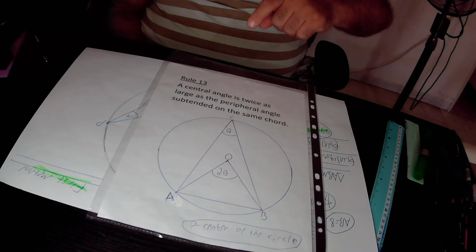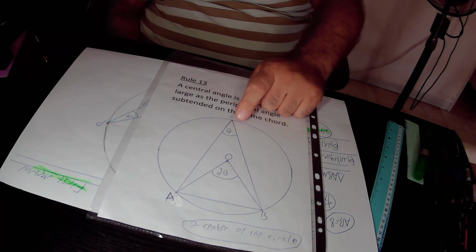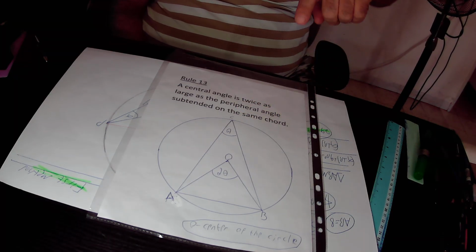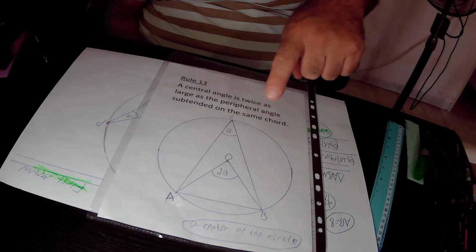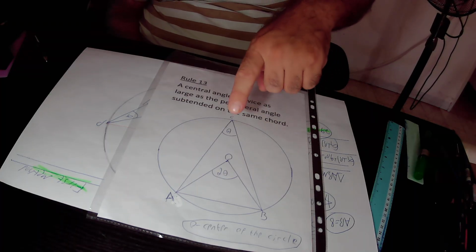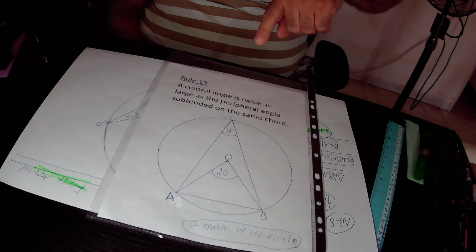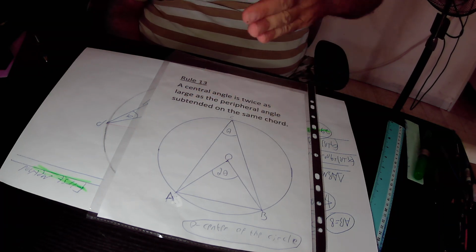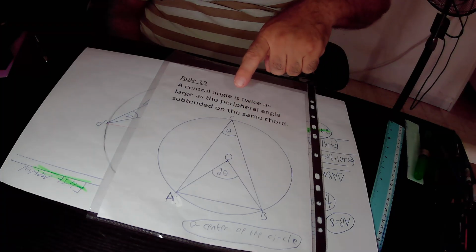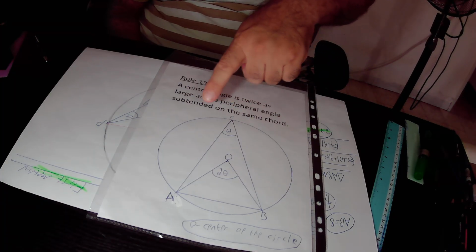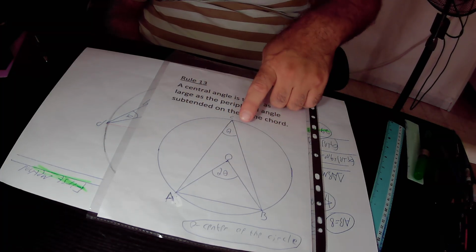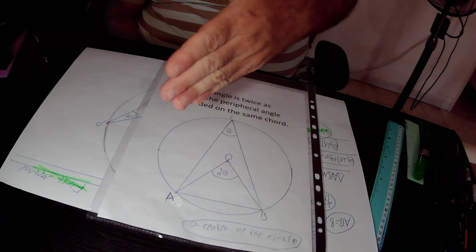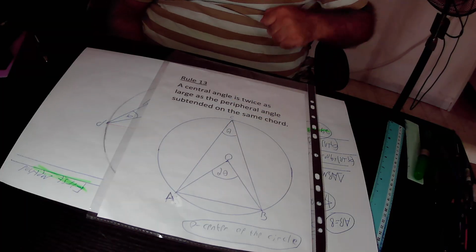And because peripheral angle ACB equals theta degrees in size, then center angle AOB must be equal to 2 theta because it's subtended on the same arc AKB. It must be twice as big as the peripheral angle that's subtended on the same arc AKB. But the size of this peripheral angle is theta, therefore the size of the center angle that's subtended on the same arc AKB must be equal to 2 theta.